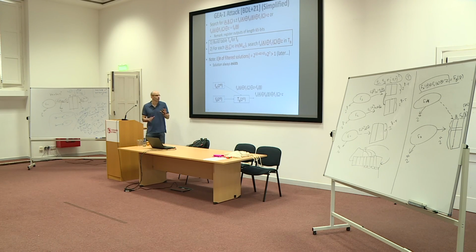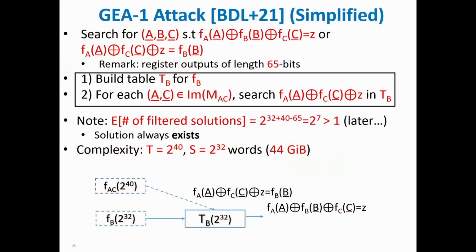So there are a few differences between this problem and the nice modeling of the problem that I described this morning. But if you ignore these subtleties, and I'll show you how to correct this in a few seconds, you get a time complexity of 2 to the 40, which is the internal states of A and C that you enumerate here, and the space complexity is just building this table here, of size 2 to the 32 words, and if you do the calculation, it's roughly 45 gigabytes. Okay, that's the attack.